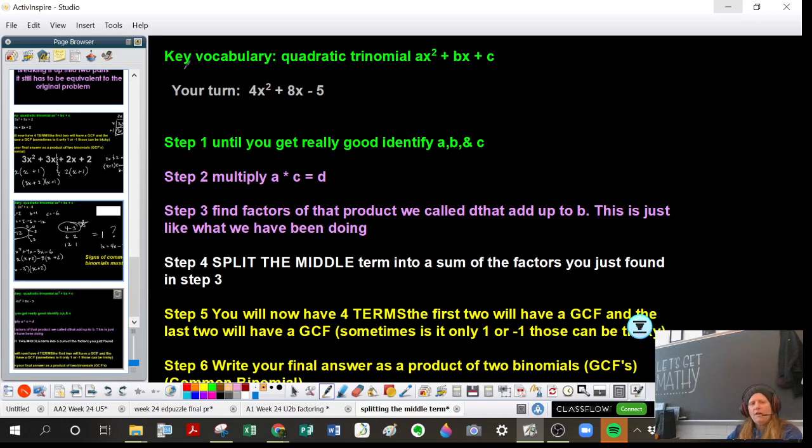Let's start this off. Step 1, identify A, B, and C. All right, so hopefully you got A equals 4, B equals 8, and C equals -5. Now we're going to want to go ahead and multiply A times C. What do you get with that product?